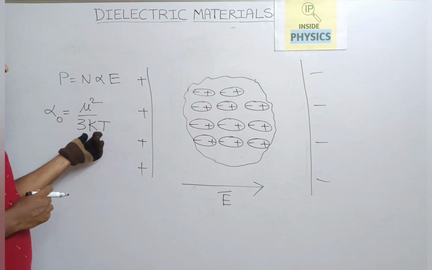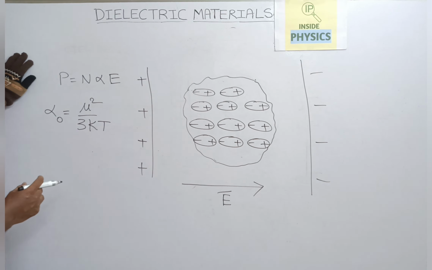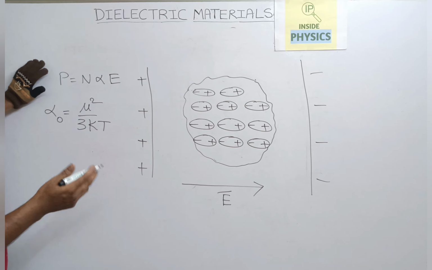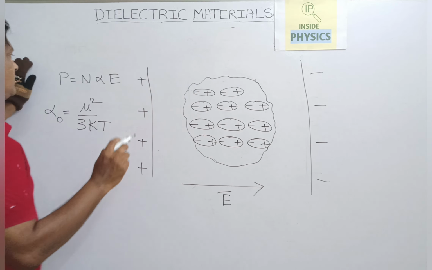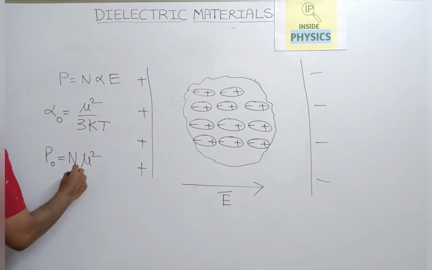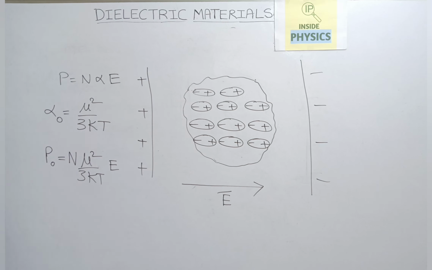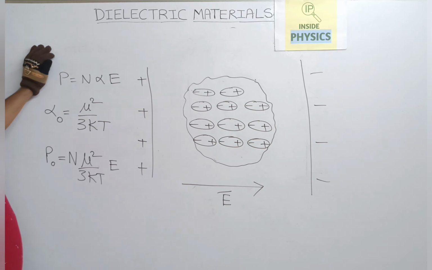k is the Boltzmann constant. According to this Langevin-Debye theory, the total polarization due to all dipoles is given by PO, meaning orientation polarization, equal to N mu square by 3kT into E. So by this relation we can estimate the polarization. Which polarization? Orientation polarization. So this is how we consider the mathematical relation.